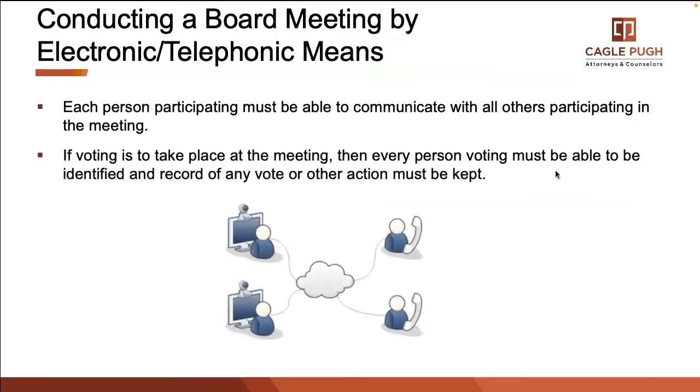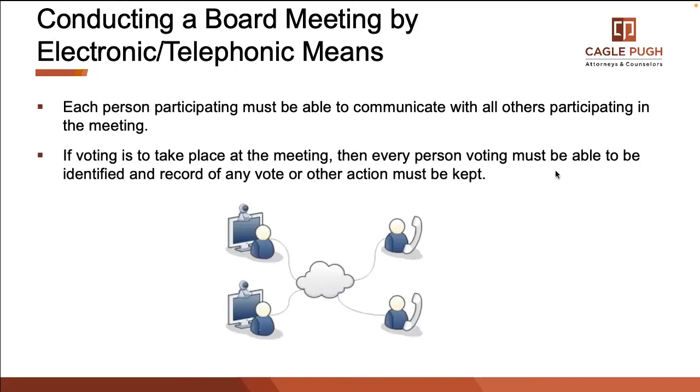Now, if you are going to conduct a board meeting by electronic or telephonic means, these are general rules that apply to both condos and subdivisions. Each person participating has to be able to communicate with all others. And if you're going to vote at an electronic board meeting, then everybody needs to be able to be identified and a record of the vote needs to be taken.